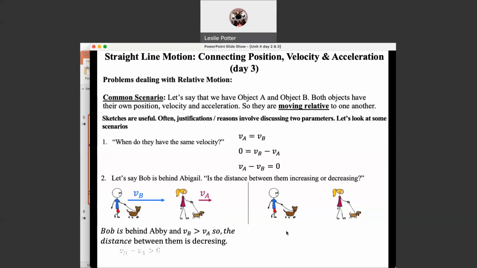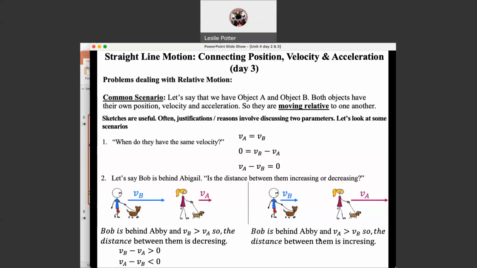Conversely, we can also write that as a mathematical expression. We can use the words, or we can use the mathematical symbols as a justification. It doesn't matter which one. The other scenario is, let's say Bob is moving really slow and Abigail is moving really fast. Maybe she wants to get away from Bob for some reason. Now it's very apparent that Abigail is going to be scooching forward really fast, and this distance is going to be increasing. Bob's not going to be able to catch up.